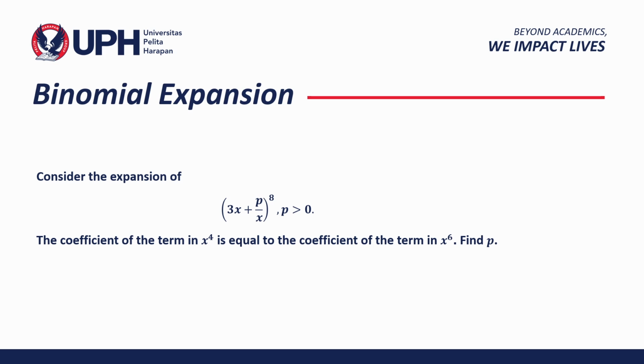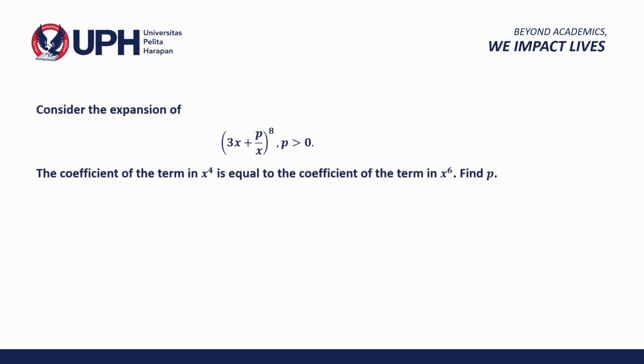Now we move to the binomial expansion problem. So here we have the expansion of (3x plus p over x) to the power of 8, where p is more than 0. We are also given that the coefficient of the term in x to the power of 4 is equal to the coefficient of the term in x to the power of 6. Then we have to find the value of p.